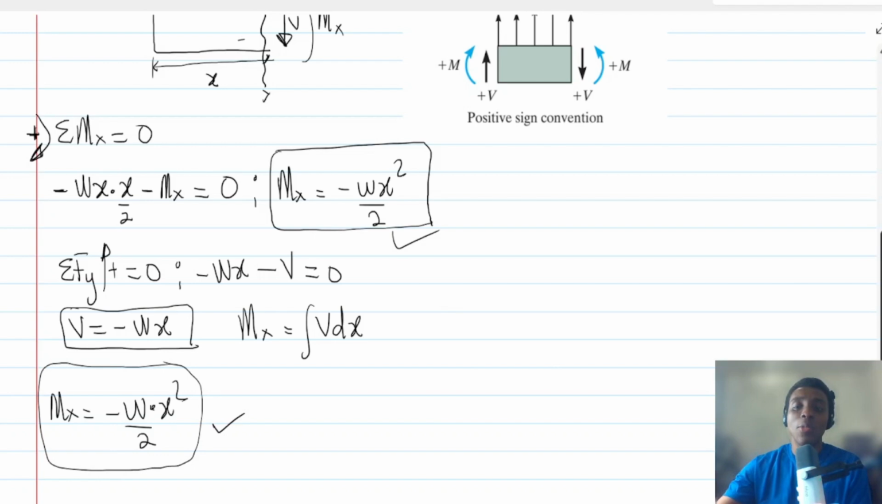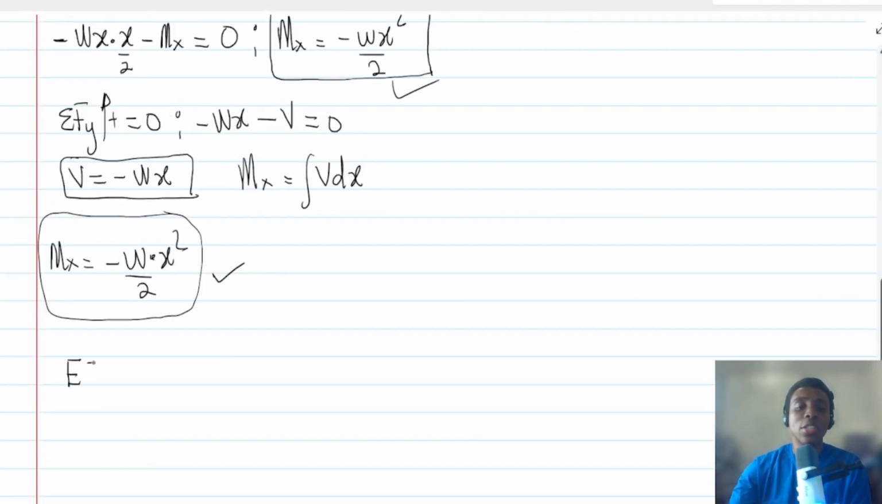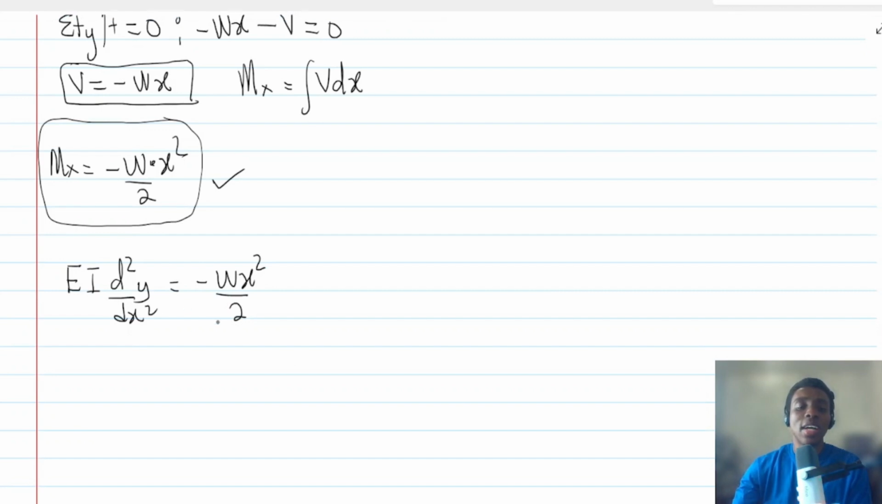Now that we have been able to get the moment, we will go ahead and use the equation EI d squared y over dx squared, which should be minus wx squared divided by 2. Once we've done this, we just have to go straight forward and get our slope and then our deflection. If you integrate this one, you get the slope. So it's going to be minus w over 2, and the integral of x squared is x cubed over 3. Then we add a constant c1.